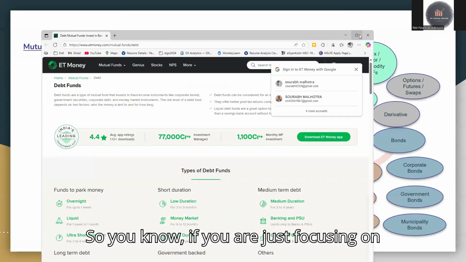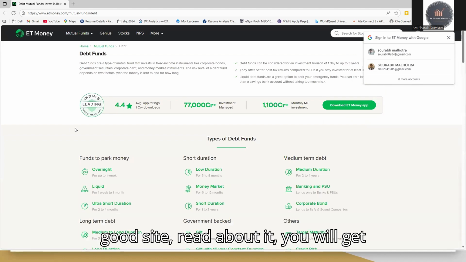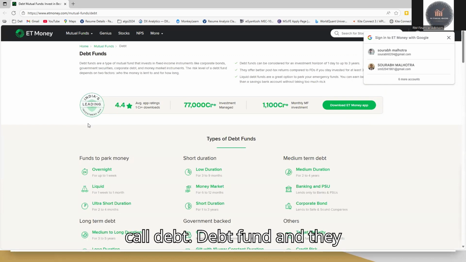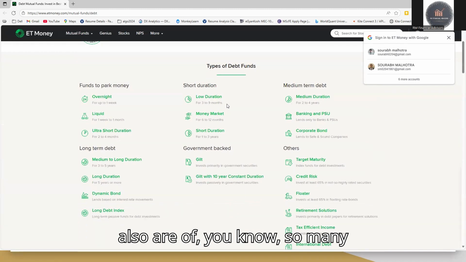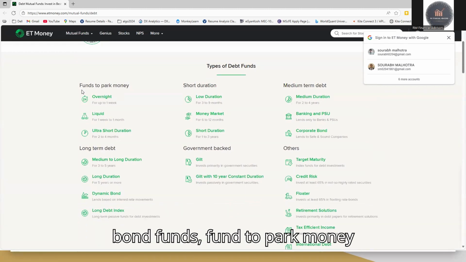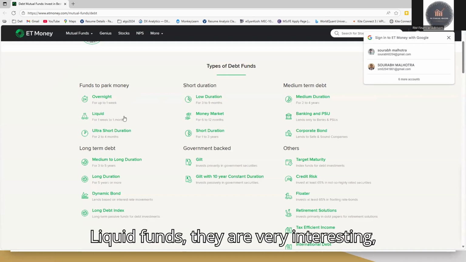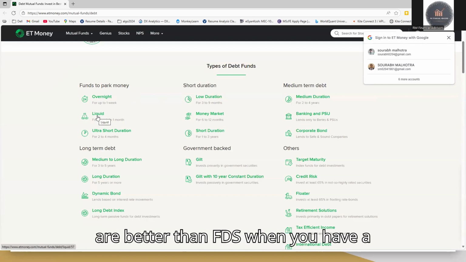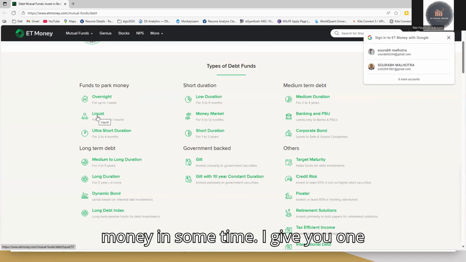So, if you are just focusing on investment, go to ET Money. This is a good site. Read about it. You will get good knowledge. So then bond fund we also call debt fund. And there are also so many kinds of bond funds. Funds to park money. That may be overnight, just one night. Liquid funds. They are very interesting, right? I genuinely feel liquid funds are better than FDs when you have visibility that you want to move the money in some time. I give you one example.